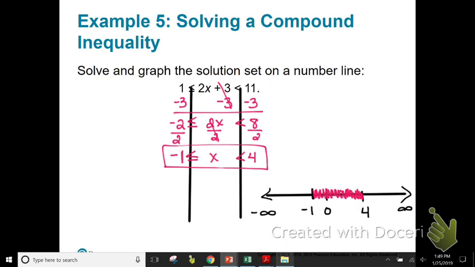And then at the negative 1, do you use parenthesis or bracket? Bracket, because it's got the equal to. And what about at the 4? Parenthesis, because it does not have an equal to. And so there is our graph.